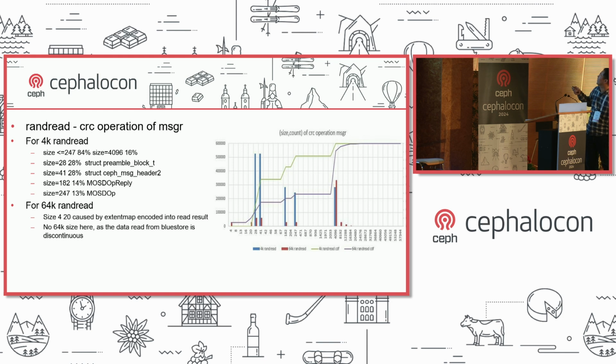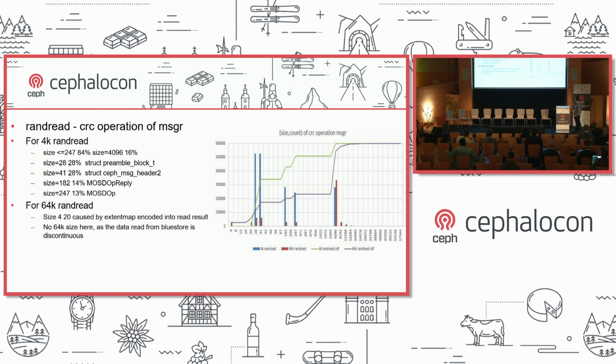The maximum is 100%. We first analyzed the messenger worker threads for 4K random write. We can see the value here is 84%, where the size is smaller than 247. So the small sizes take the major part.